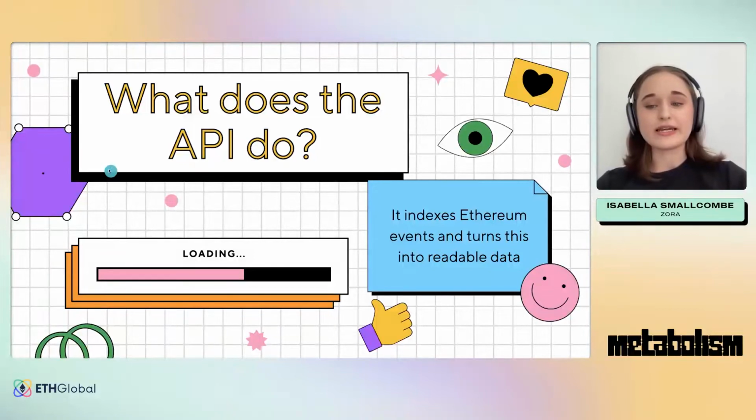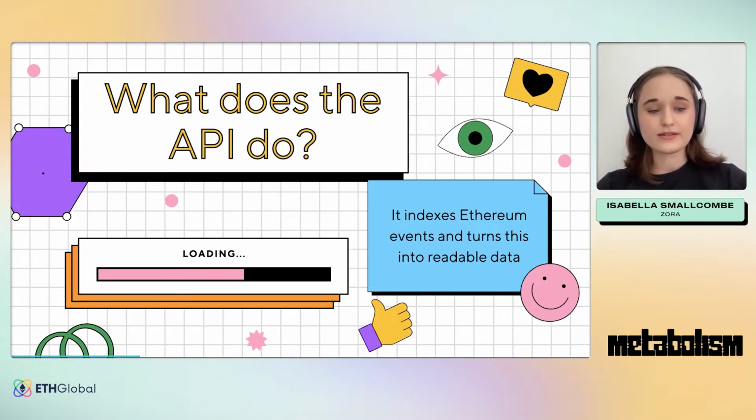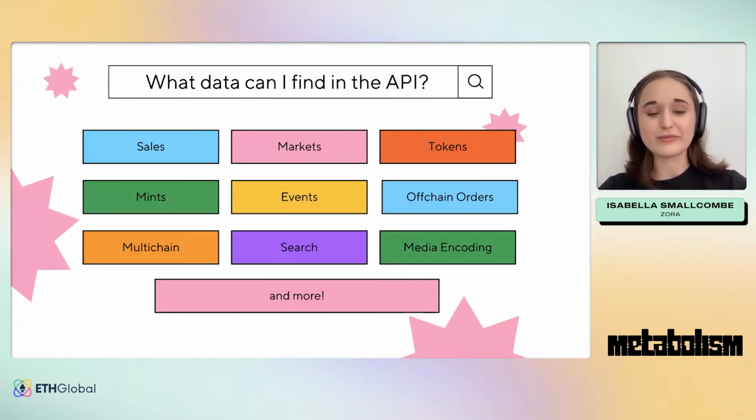At its simplest, it indexes Ethereum events and turns this into readable data. And you can access this readable data via GraphQL through something such as our API playground. So what data can I find in the API? We're always adding new data, so every time you check the API, there might be some new stuff. It's like a little treasure chest every time you check. We'll just go through the list.